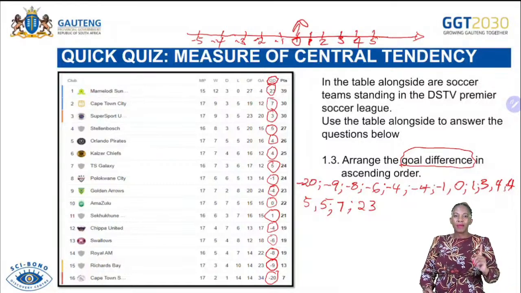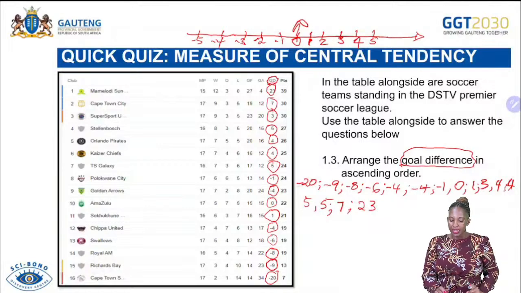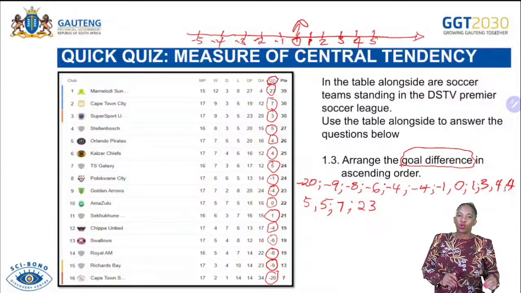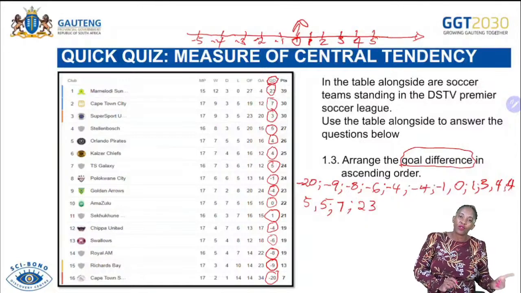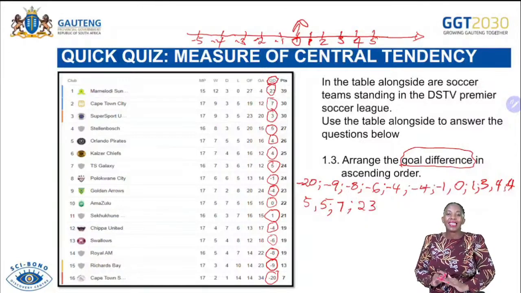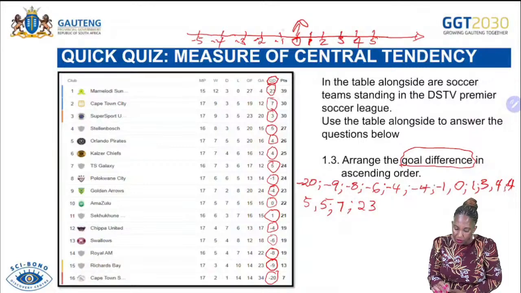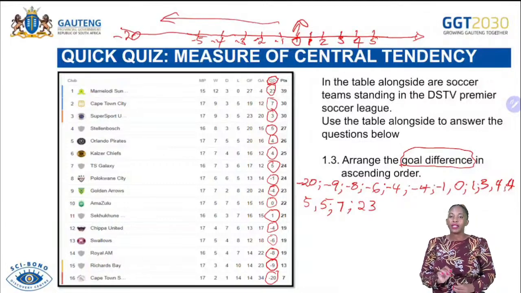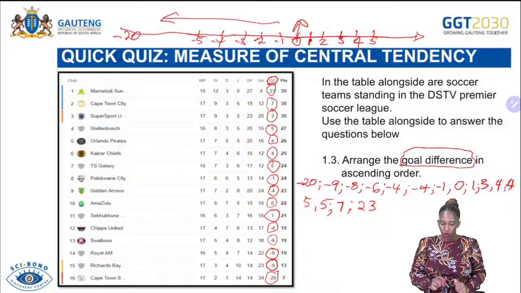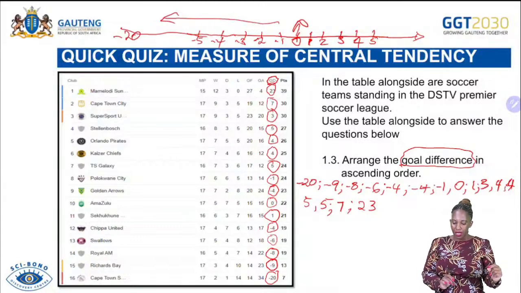Boys and girls, don't make the mistake of thinking that just because it says 20, 20 is the biggest number. No, it's not even closer to 23, because it is a negative 20. It's not a positive one. So it goes far away from 0. Negative 20 is here. Can you see how far away it is from 0? So it becomes the smallest number.